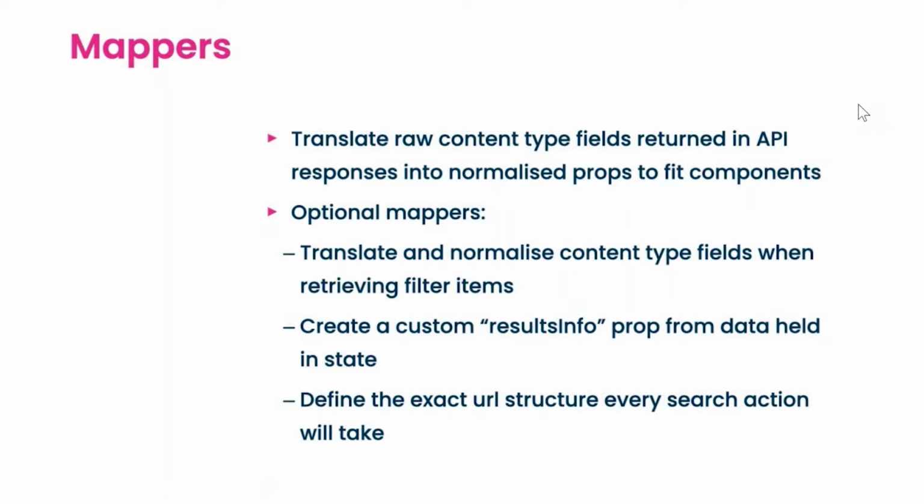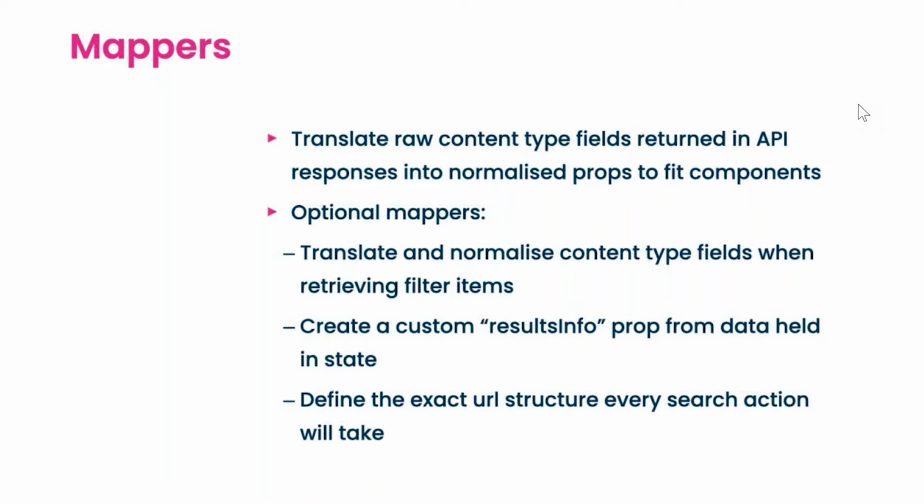And then optionally, we can add some additional mappers, which can control some custom behavior when we retrieve filter items. We can create a prop called results info that can be anything we want, that can display meaningful messages and other information about the search retrieved from the state. For example, showing 1 to 10 of 3,000 results, and you can put things like how long the search took, or if no results are returned, you could potentially offer alternative things to the user to look for.